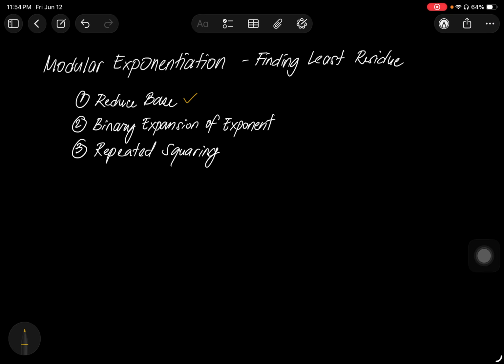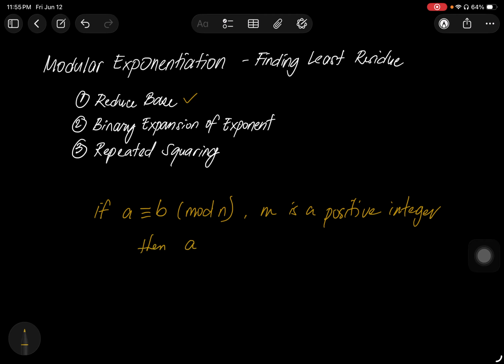So in congruence, the power rule states that if a is congruent to b mod n, and you have an integer m, any positive integer m, then the property a raised to the m is still congruent to b raised to the m mod n. So this is our power rule there.